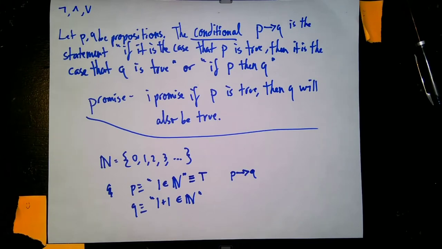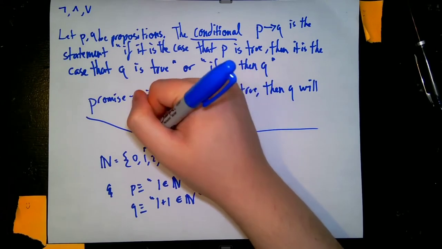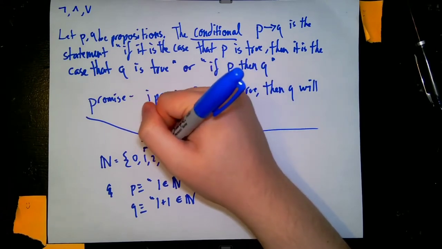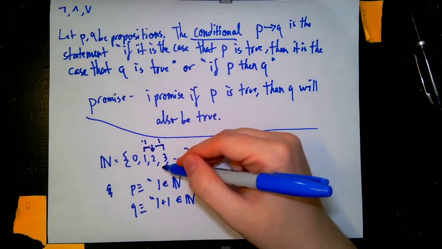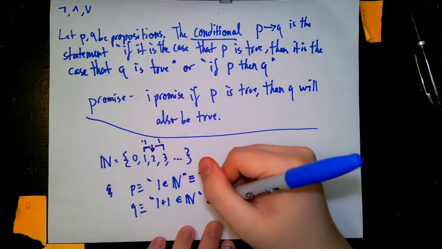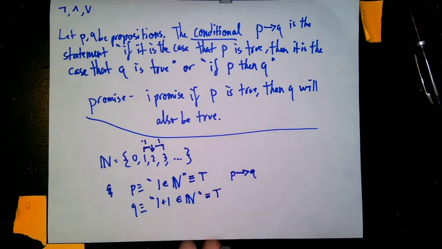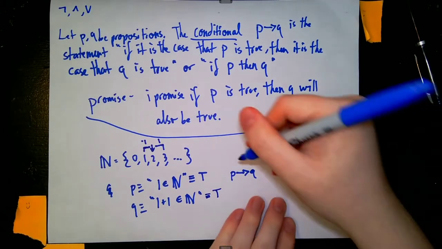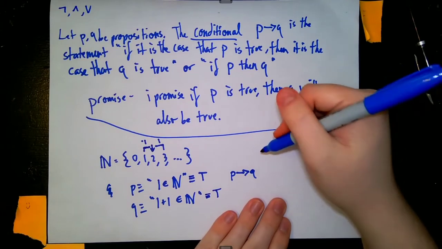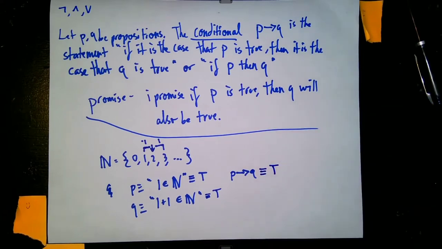Now, Q, the statement 1 plus 1 is a natural number. Well, we know that this is true because the natural numbers are a discrete structure. They're a set where every element is separated from its neighbors by exactly 1. So 2 is 1 away from 1, and 2 is 1 away from 3. Because 1 is a natural number, 1 plus 1 is its neighbor, so this will also be a true statement. So, if I promise that if 1 is a natural number, then 1 plus 1 is a natural number, that's going to be a true statement. We have not violated the promise because P and Q are both true.